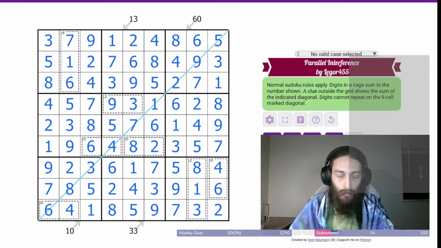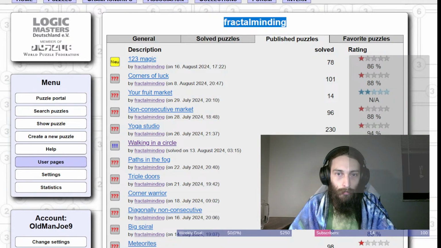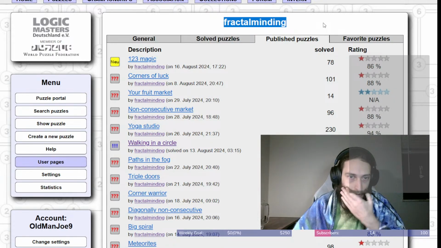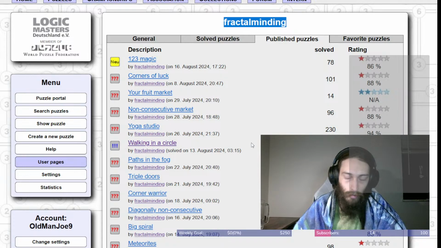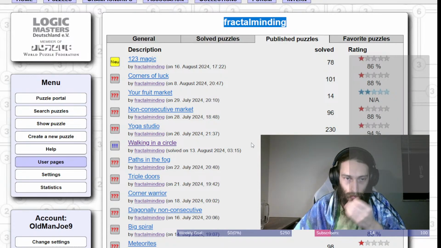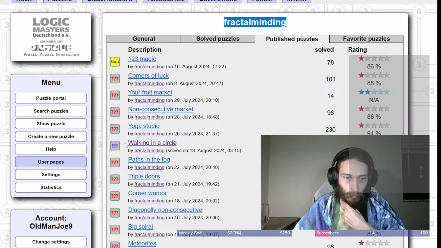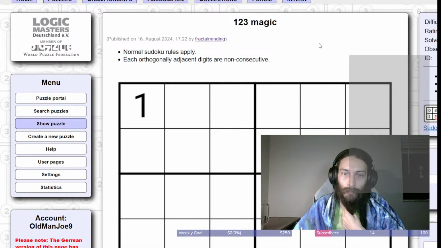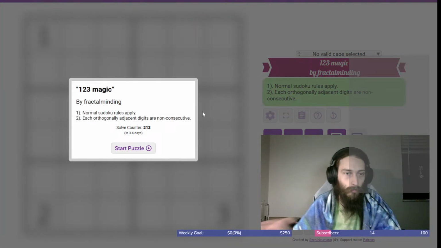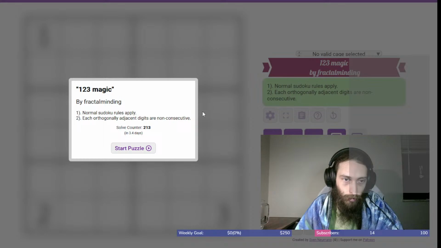Alright, then, let's see. The other day, Fractal Minding stopped by the stream, or I guess it wasn't the stream. They commented on one of the videos, since we solved walking in a circle the other day. So let's do one of their puzzles real quick. Let's do their newest one, 1, 2, 3 magic. Alright, so this is 1, 2, 3 magic by Fractal Minding.